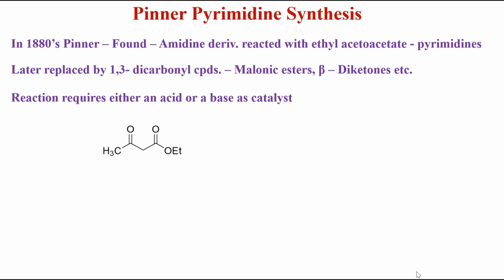Ethyl acetoacetate, CH3COCH2COOEt, reacts with amidines in the presence of an acid to give rise to a pyrimidine derivative. How does this reaction occur? Let us look into the mechanism.